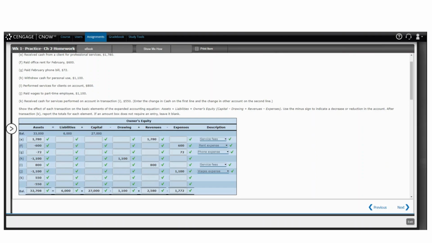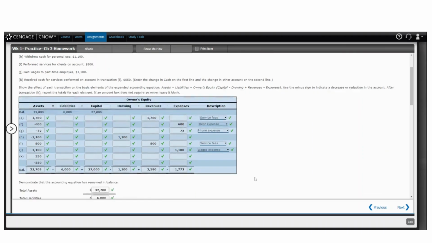Okay, so you just go line by line. Here, nothing happened to liabilities. So we're going to bring down that 6,000 balance. My capital stayed the same. My drawing, I bring it down. My revenues, I will have to add these two up to get my total revenue. And then my expenses, I add them up and bring them down.